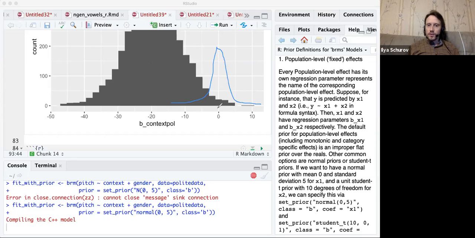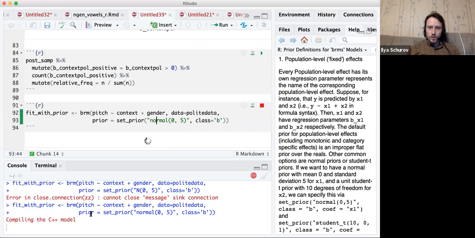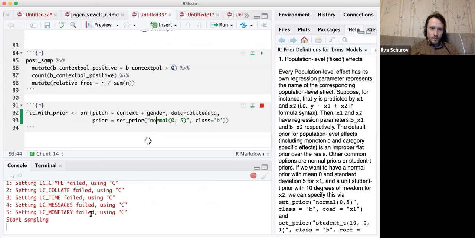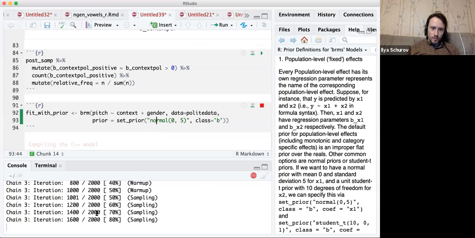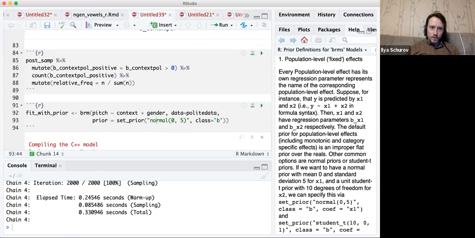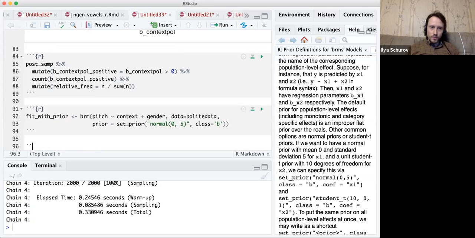In other words, my prior says that it is highly unlikely to see betas somewhere here. It is much more likely for them to be somewhere here, near 0. How will it change the posterior? Yes, it will most probably shift the posterior to the right. Let us look. Is it true or not? It is compiling. It takes some time. Okay, now it works. So we have some results. Let us look at the results.